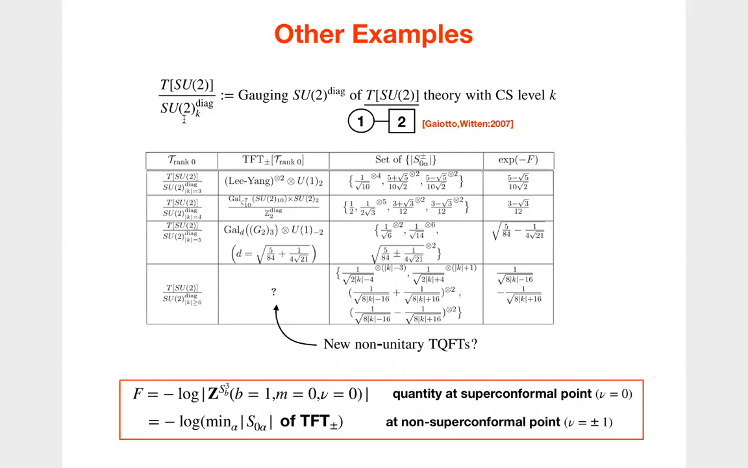And the non-trivial thing is that even though we are gauging the theory with a non-trivial Chern-Simons level, it does not break any further symmetry. So this will still remain an N equal 4 CFT, and a rank 0 CFT.